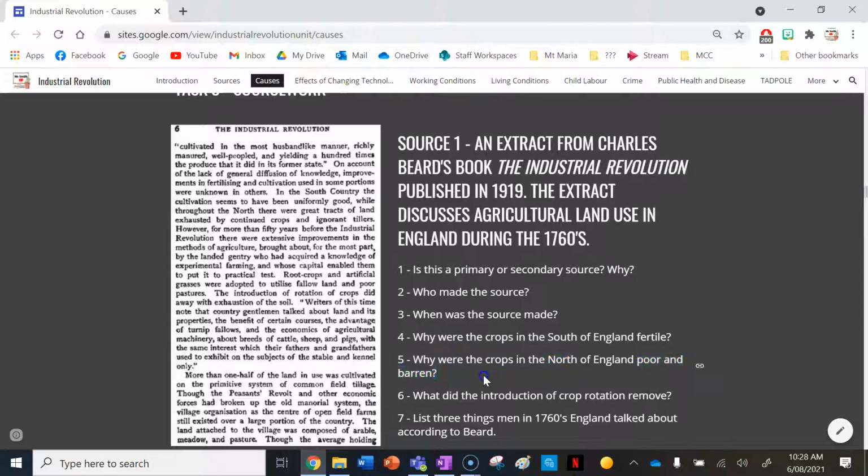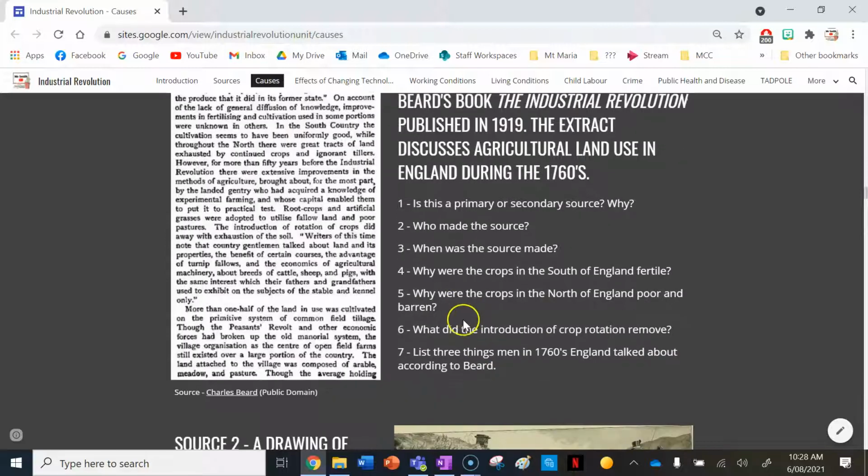Why are the crops in the north of England poor and barren? Because the soil was exhausted by continued crops. So relentlessly, just keep planting things in the same exhausted soil, it exhausts it further. And then the ignorant farmers or the ignorant tillers who weren't using these other successful practices of crop rotation and things like that. Number 6, what did the introduction of crop rotation remove? Well, it removed fallow and exhausted soil.